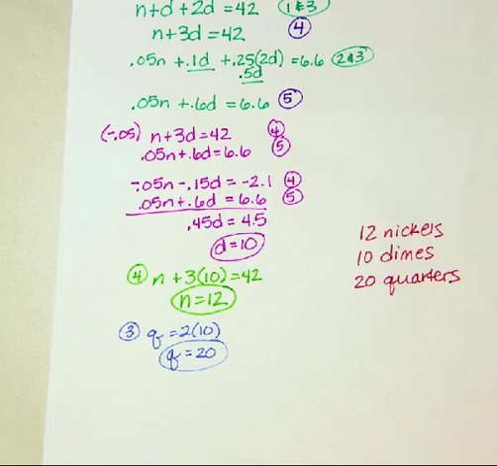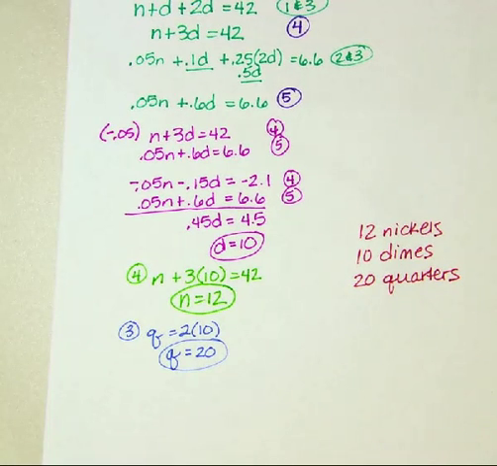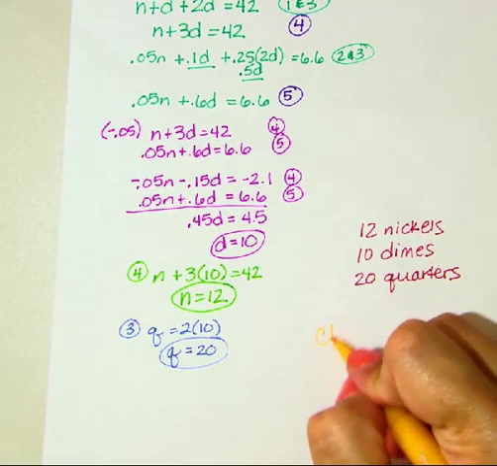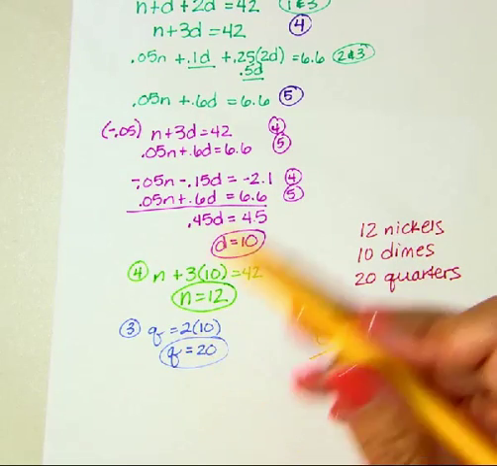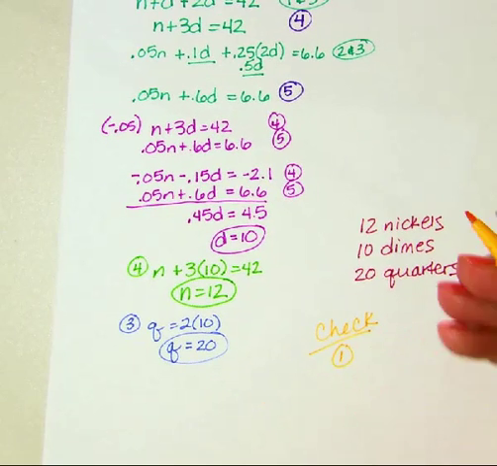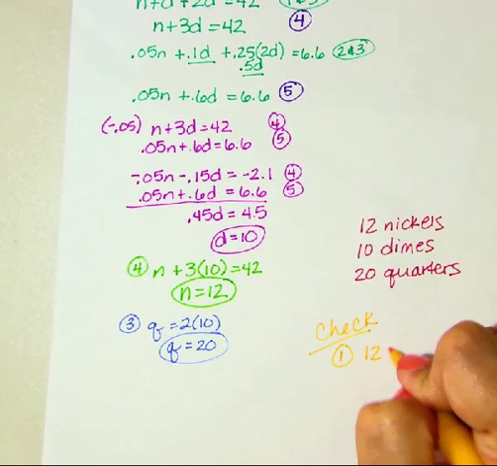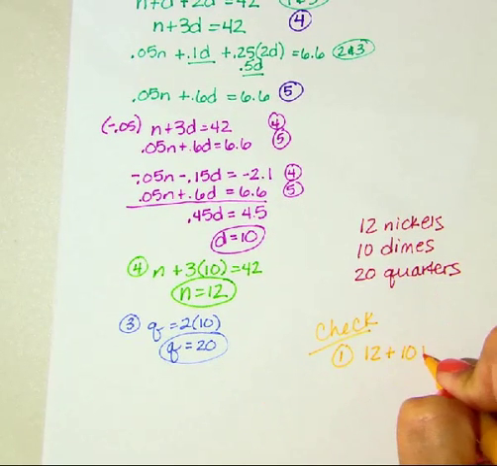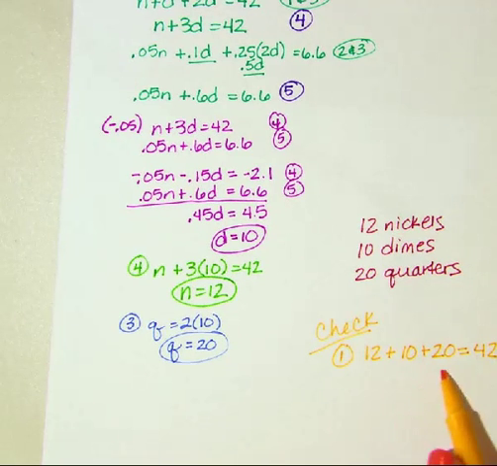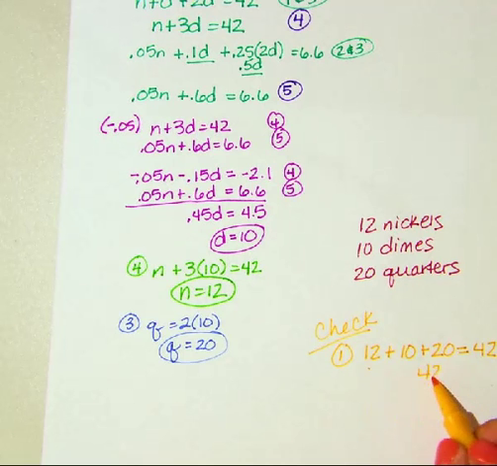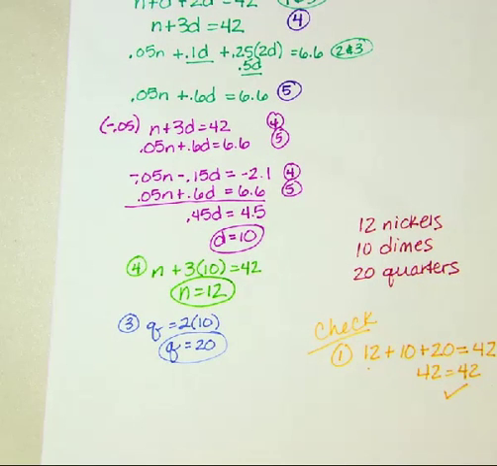Okay, and then you can check that answer by substituting it into one of the original equations, obviously not 3 because we already used 3, so I'm going to use 1. And I have 12 plus 10 plus 20 should equal 42. Well, that does. So 42 equals 42, and it worked. So there's my system.